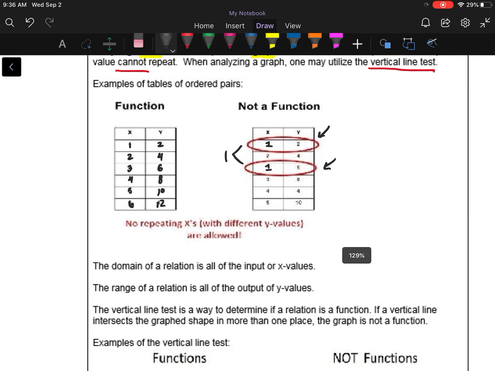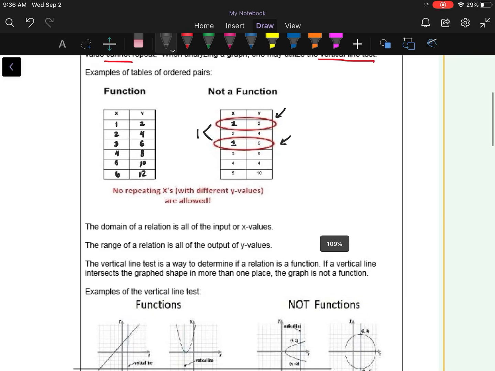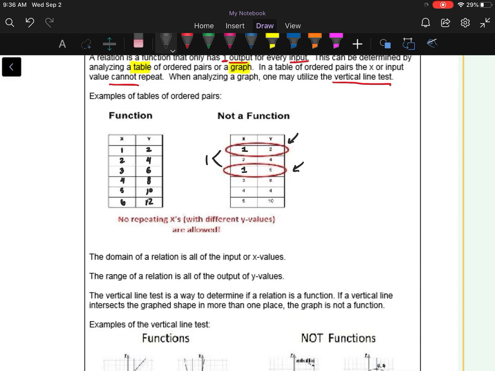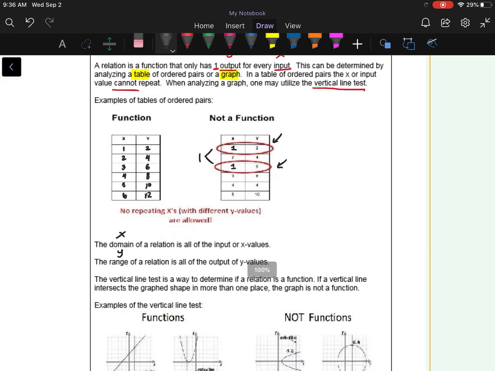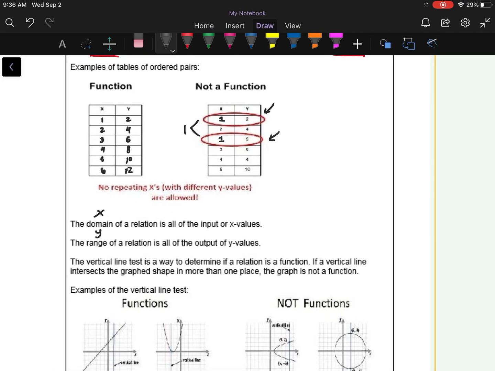All right. So the domain is another way of saying x, and the range is another way of saying y. The domain of a relation is all of the input values of x. The range of a relation is all the output values of y. So domain is x, range is y.